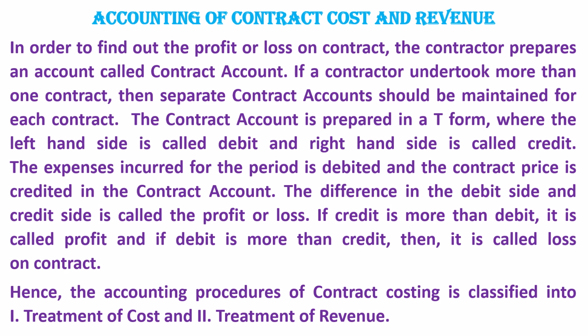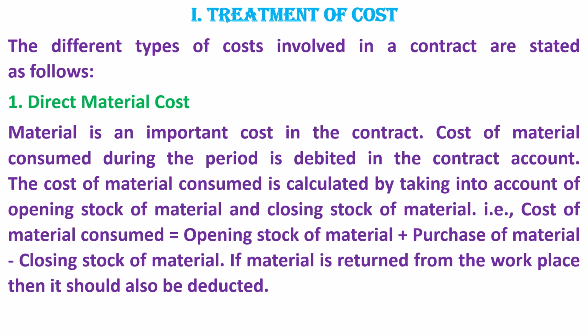Hence, the accounting procedure of contract costing is classified into 1. Treatment of cost and 2. Treatment of revenue. 1. Treatment of cost. The different types of costs involved in a contract are stated as follows. 1. Direct material cost. Material is an important cost in the contract. The cost of material consumed during the period is debited in the contract account. The cost of material consumed is calculated by taking into account the opening stock and closing stock of material. That is, cost of material consumed equals opening stock of material plus purchase of material minus closing stock of material. If material is returned from the workplace, then it should also be deducted.